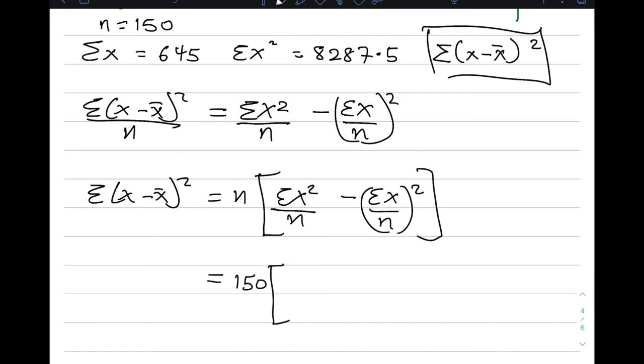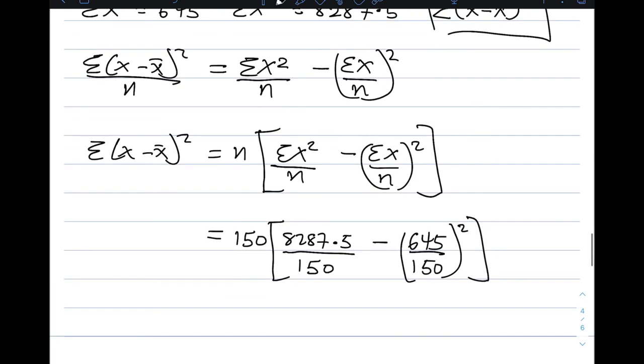Okay. And then sigma x squared is 8287.5. Then we divide it by n, which is 150, minus sigma x, that is 645, divided by n, 150, we square. And then this is the job of the calculator. That is why you bought it. So using the calculator to solve this, you should get 5514. So this is the value for the sigma x minus x bar all squared. And then you are good to go.